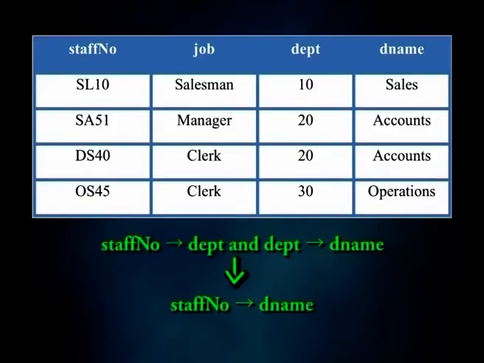For example, consider the given relation. Here, department is functionally dependent on staff number and D name is functionally dependent on department, that is, staff number determines department and department determines D name. Then by the rule of transitivity, D name is functionally dependent on staff number. So, staff number functionally determines D name.